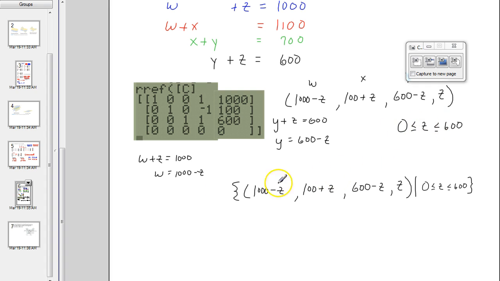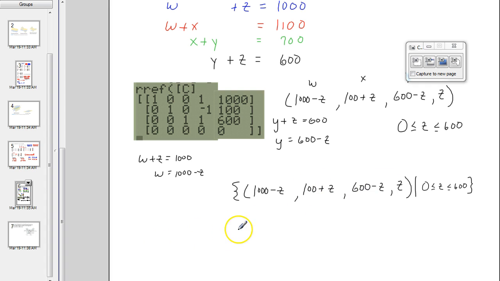So before we just put set brackets around that ordered quadruple, but now we also have that restriction on it. Coordinates in these ordered triples or ordered quadruples can't be negative. So we put that stipulation. This is what's going to keep any of these from being negative.